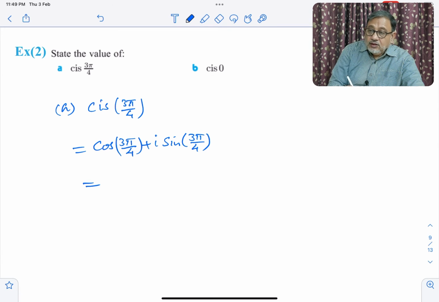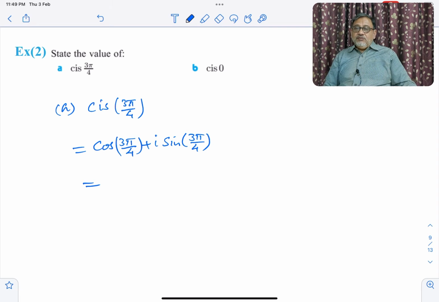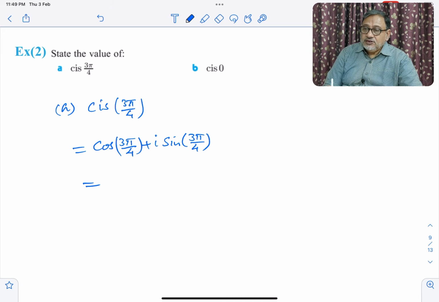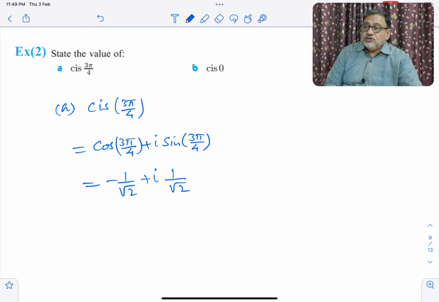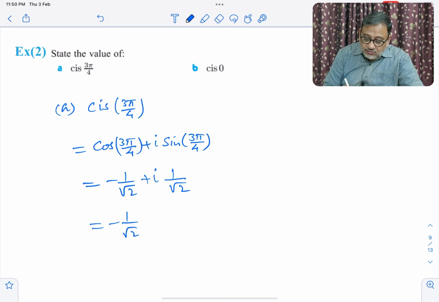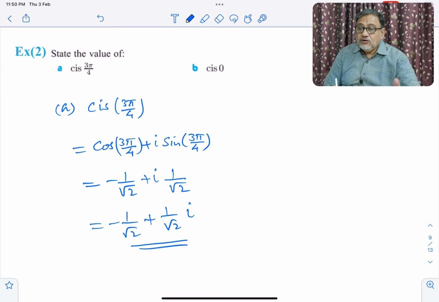Okay. Now look here, cos 3 pi by 4 is in the second quadrant, and in the second quadrant it is negative 1 by root 2. And sine will be positive 1 by root 2. So this is the answer, negative 1 by root 2 plus I into 1 by root 2, or you can write minus 1 by root 2 plus 1 by root 2 into I. This is the Cartesian form or the value of this complex number, right?